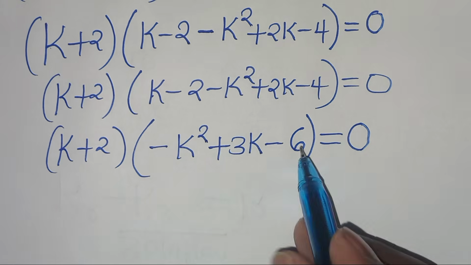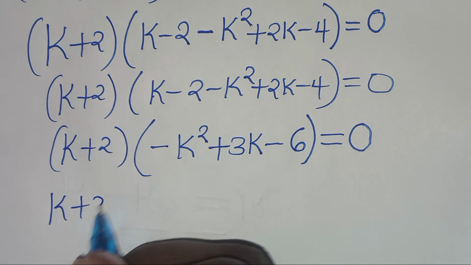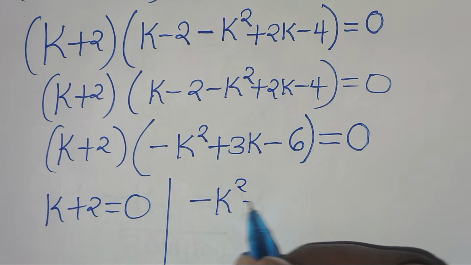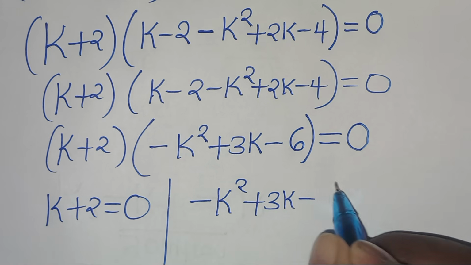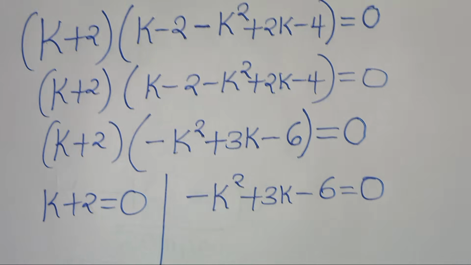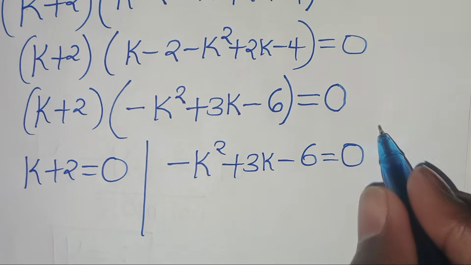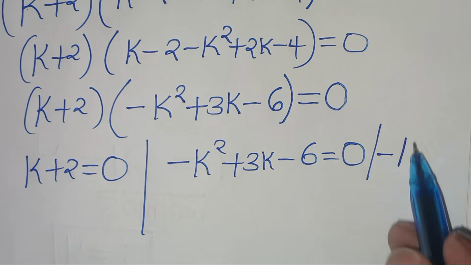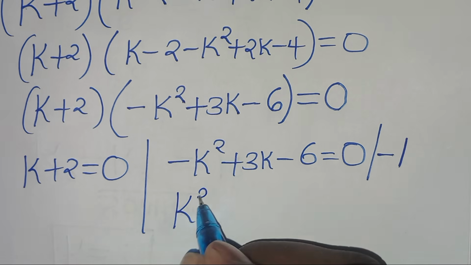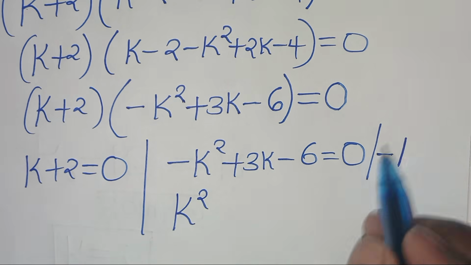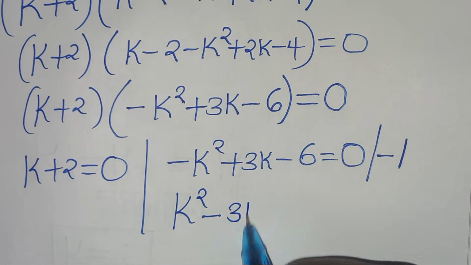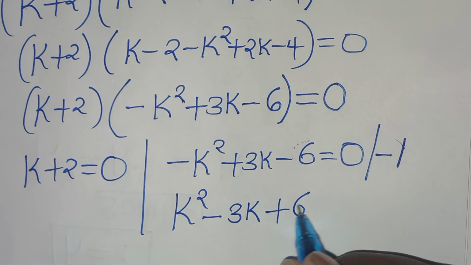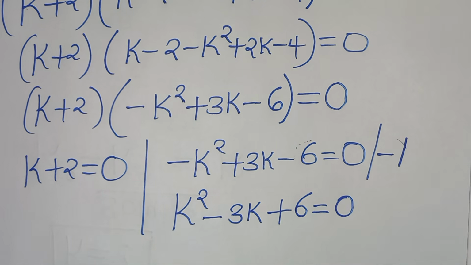We have got two parts here. We have k plus 2 equal to 0. Then minus k squared plus 3k minus 6 is equal to 0. Let's divide both sides by minus 1. So this is minus k squared divided by minus 1, which is k to the power of 2, plus 3k divided by minus 1, which is minus 3k, minus 6 divided by minus 1, which is plus 6, and this is equal to 0.